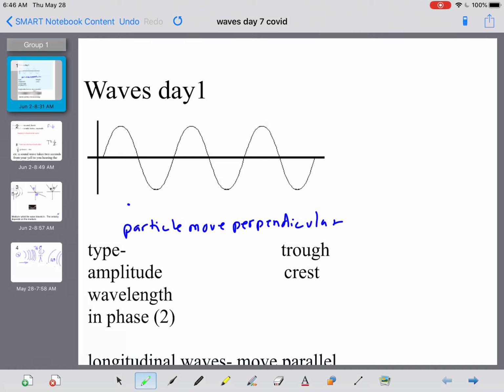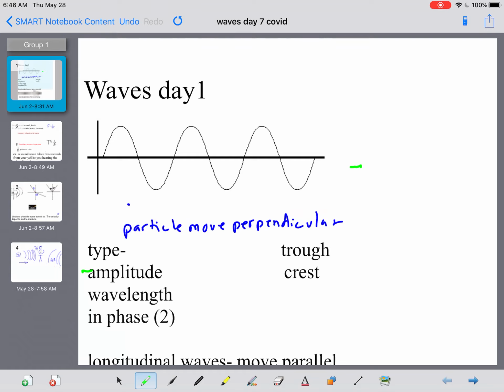Hi, today we're going to look at waves. What I'd like you to do is draw a picture of this wave, and then I would like you to mark what type of wave it is, the amplitude, the wavelength, 2 points that are in phase, a trough, and a crest. Stop the video and write down the answers to it, and then restart, and I will go over it.